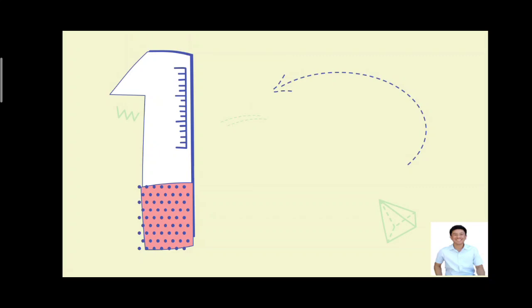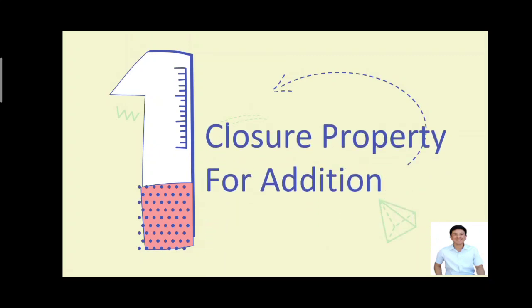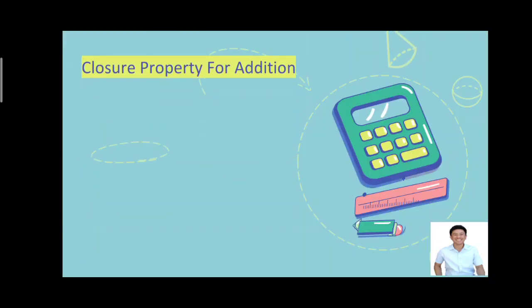Let's start with the very first property of real numbers. This is the closure property for addition. It says that if A and B are real numbers, then the sum C in A plus B is equal to C, which is also a real number. When we add A plus B, a sum C comes out, and that C is a real number.